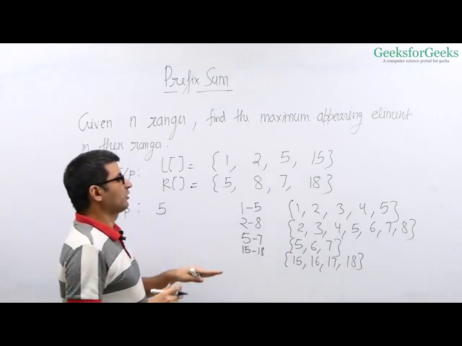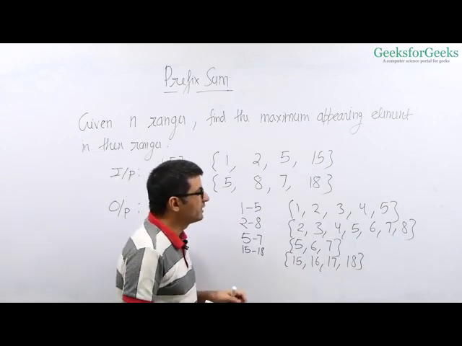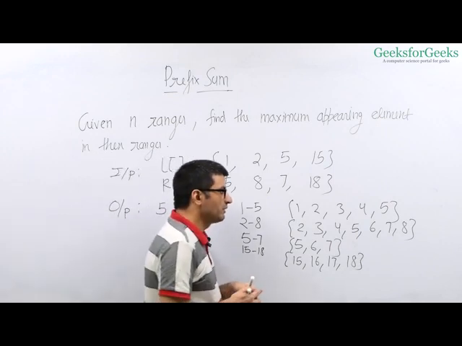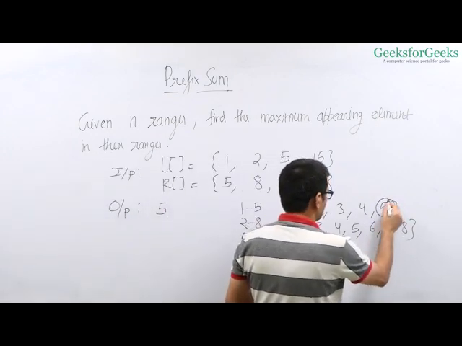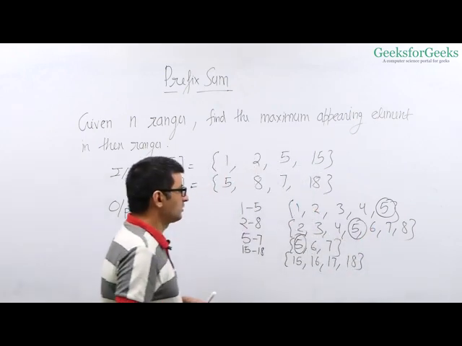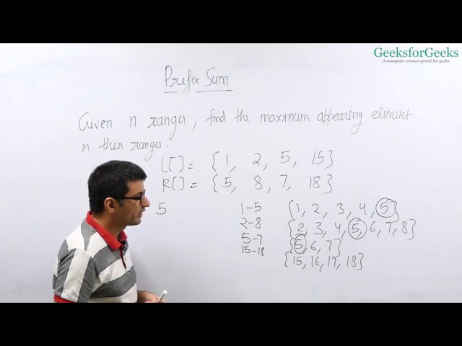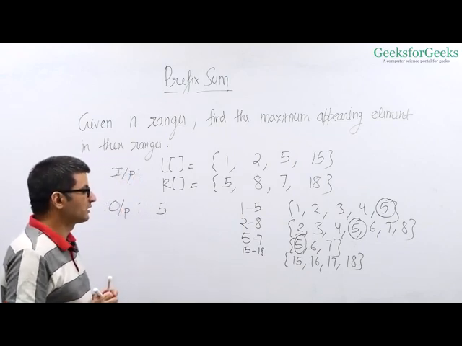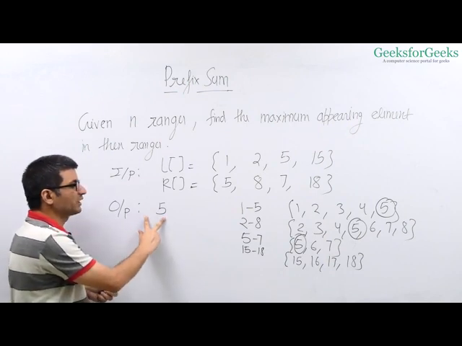Now if we take a look at all these ranges, which element appears in the maximum number of ranges? So the element is 5. It appears in 3 ranges. There's no other element that appears in 3 or more ranges, right? So 5 is the most frequent element among all the given ranges. That is why our output is 5.